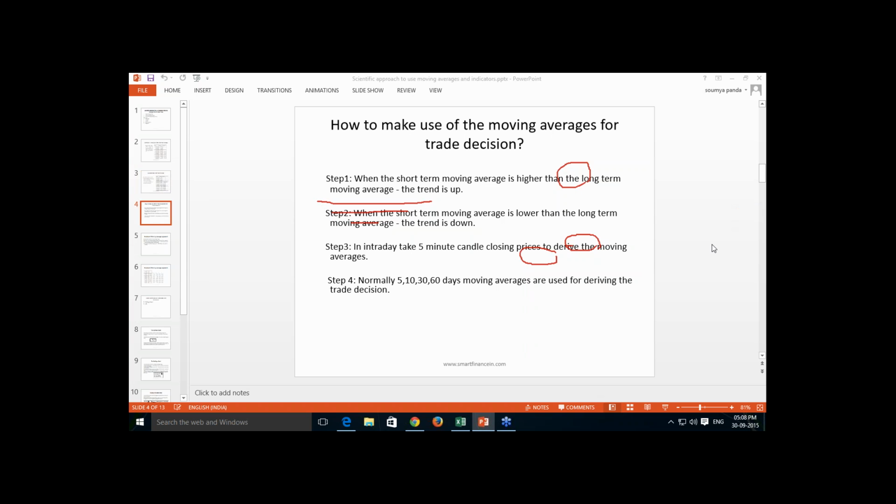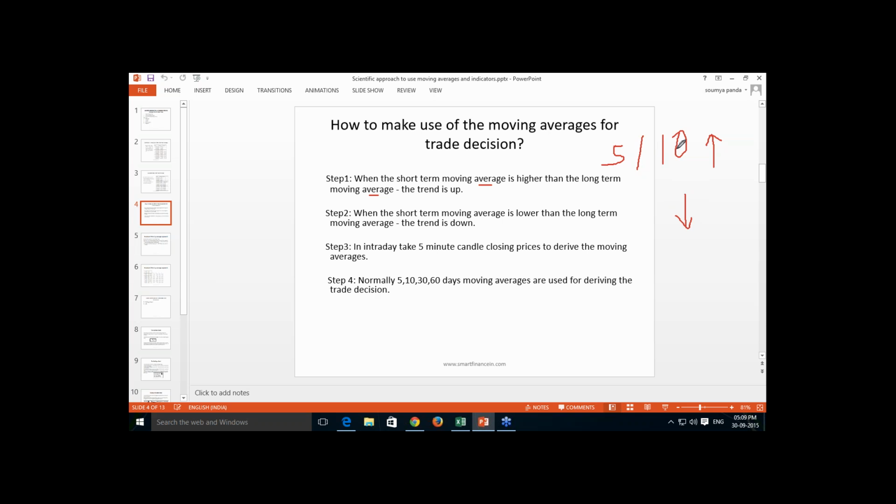Now how can we utilize this moving average for our trade decision? Here are certain conclusions we derive after this calculation. The first conclusion is, if the short-term moving average is higher than the long-term moving average, then the trend is up. For short-term moving averages we take a 5 period and 10 period, and then compare, whether 5 minute or 5 candle and 10 candle, whatever is feasible. If the 5 period moving average is higher than the 10 period, then we say the trend is up. If the 5 period moving average is lower than the 10 period, then the trend is down.